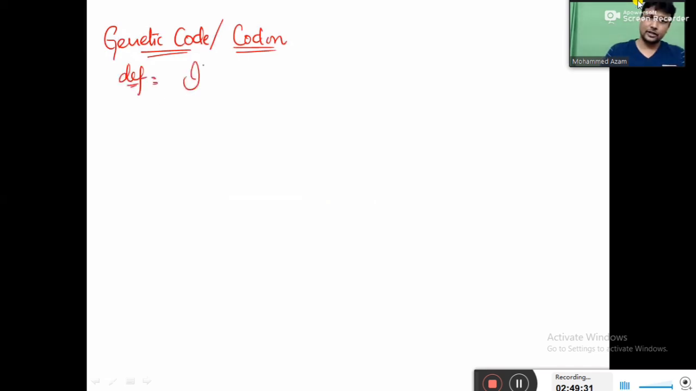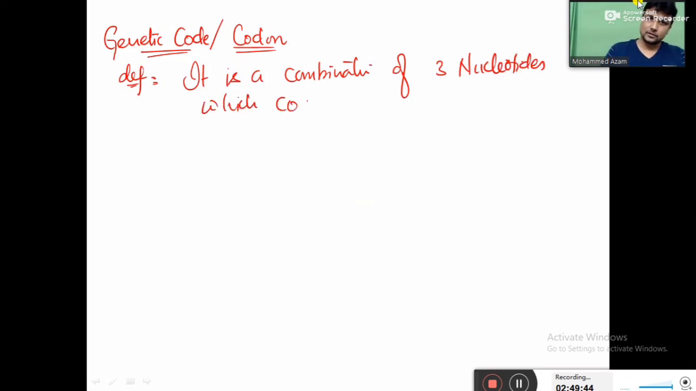Yes, right down there. It is a combination of 3 nucleotides which codes for an amino acid. Now, what is the meaning of this one here right now? I'll give you an example, you'll understand everything.